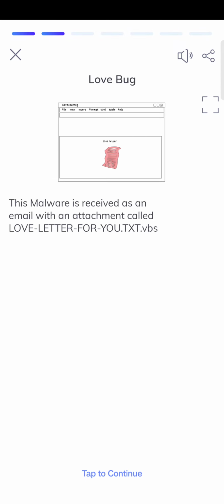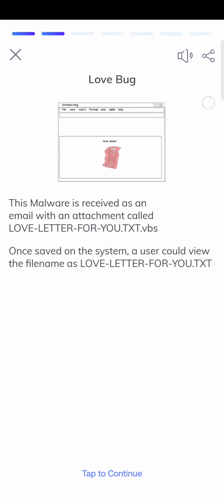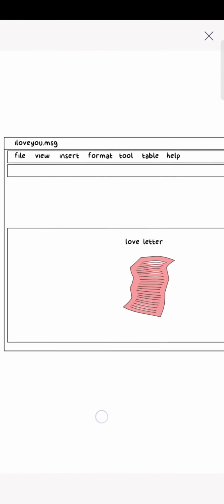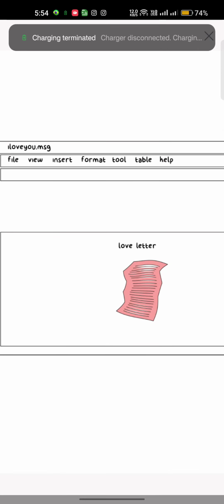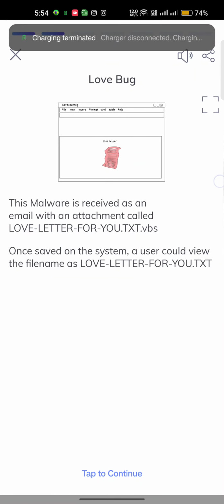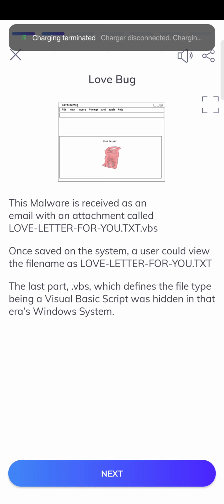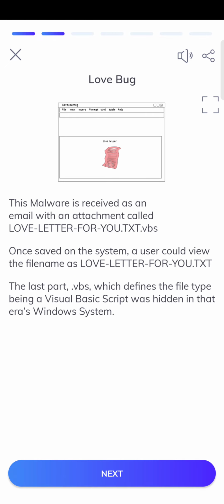This malware is received as an email with an attachment called loveletterforyou.txt.vbs. Once saved on the system, the last part, VBS, which defines the file type as a Visual Basic script, was hidden in that era's Windows system. All the known file type extensions were hidden by default.